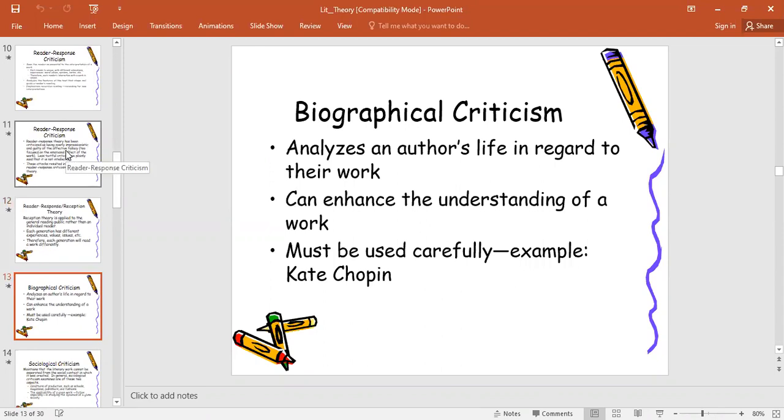Biographical criticism analyzes an author's life in regard to their work. When we want to discuss the author's life, especially in the light of the work he puts forward, it is called biographical criticism.